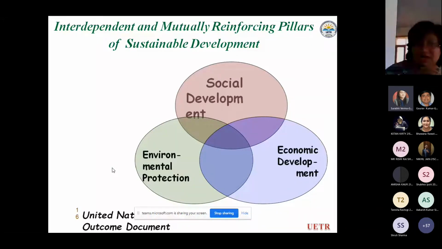If we are protecting our environment, we are developing our social relations. We are generating our economic factors. So these all three are interrelated. If we are disturbing our environmental resources, we are disturbing our social development, and we are losing our economic development.